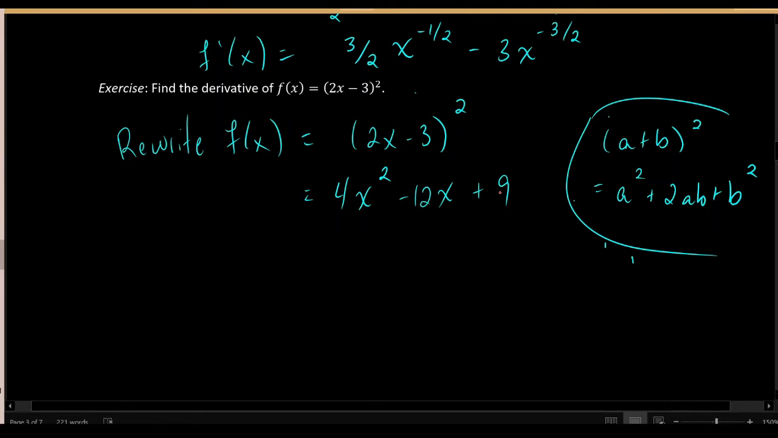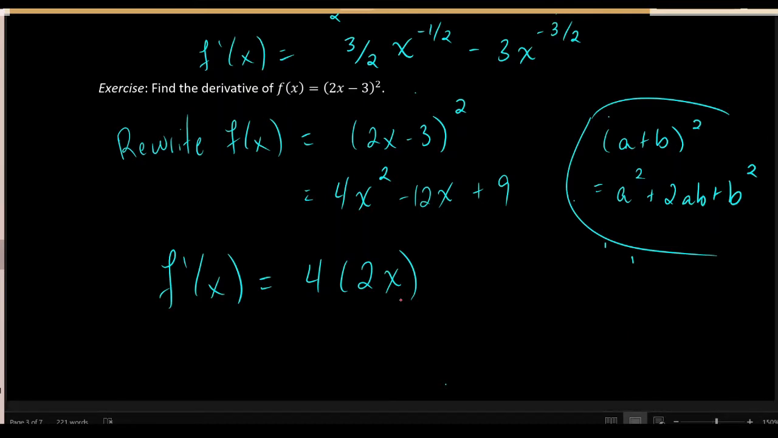So now I've rewritten f of x so that it's in a format to which the sum and difference rules, the constant multiple rules, and the power rules can be applied. And again, I'm going to write very few steps. The derivative of the first term, 4 times x squared: 4 is going to be multiplied by the derivative of x squared. 2 comes down, and x to the second power becomes x to the first power.